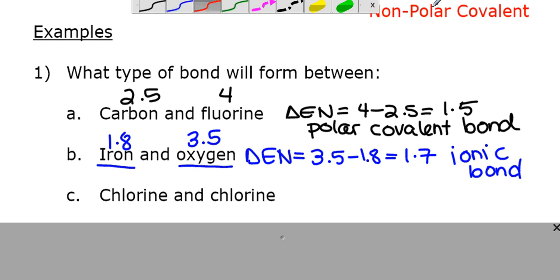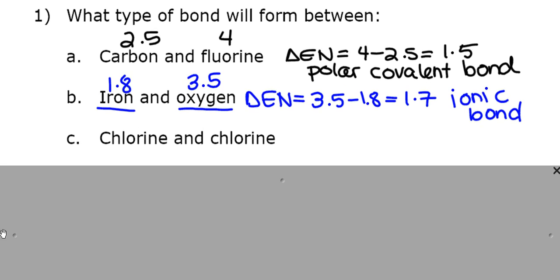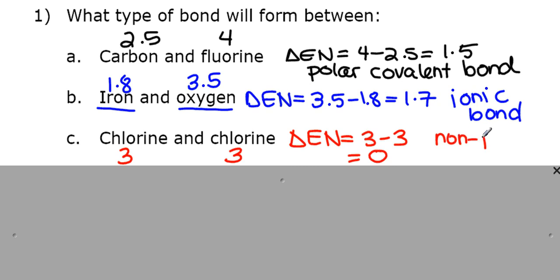Last one. What about chlorine and chlorine? Here right away, you shouldn't even have to do your difference to know what type it will be. They both have the same electronegativity value of 3. So when you do your difference here, you know it's going to be 0, and that means you have a nonpolar covalent bond.